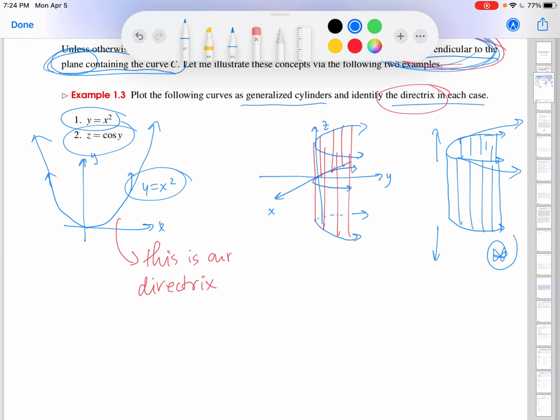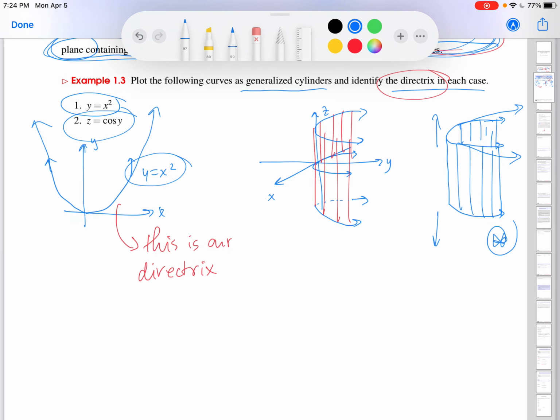Let's go back to number 2. Z equals cosine of y. So first thing I'm going to do is plot z against y. So cosine of y. A quick little review of trig, right? Cosine of 0 is 1. And then we have cosine of pi over 2, which is 0. And we have cosine of pi, which is negative 1. That's down here. And then the cosine graph just keeps going from there and oscillates. Okay, so that's our cosine graph.